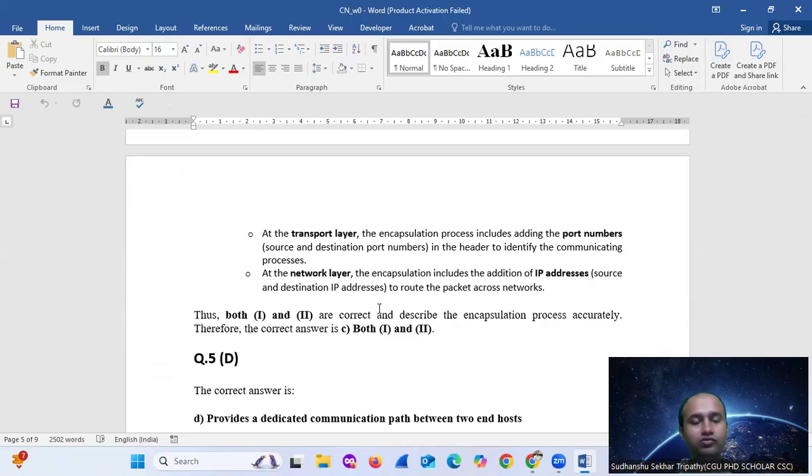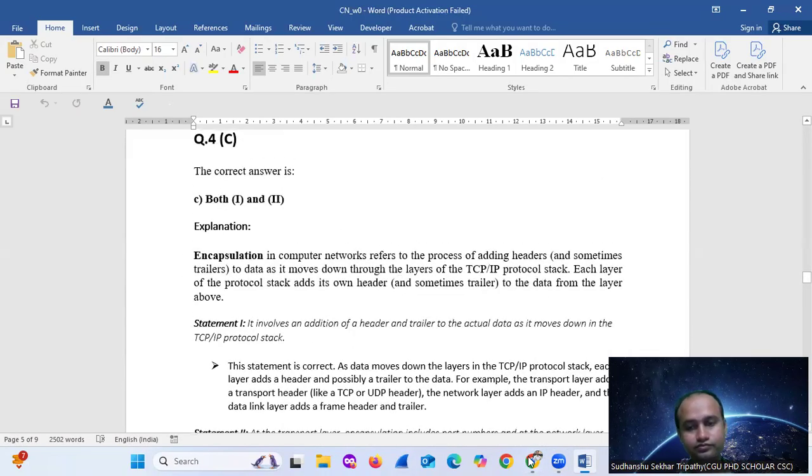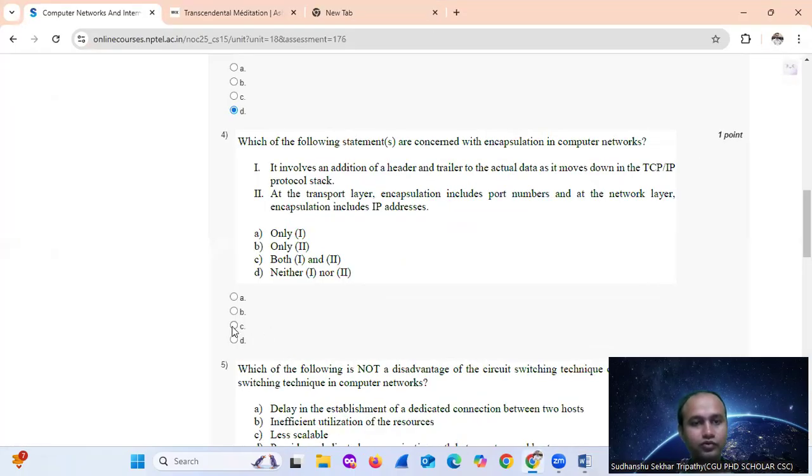So both options 1 and 2 are correct. Both 1 and 2 statements describe the encapsulation process accurately. So therefore the correct answer is option number C, both 1 and 2. Option number C.